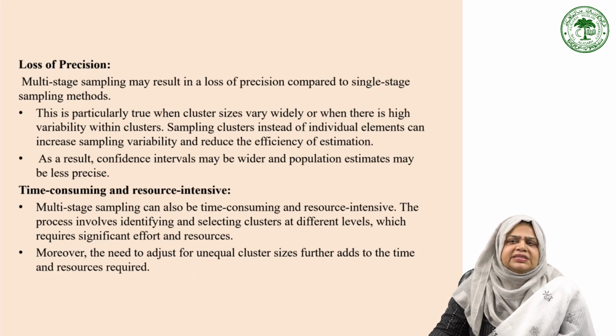Another drawback of multi-stage sampling is that it may result in a loss of precision compared to single-stage sampling methods. This is particularly true when cluster sizes vary widely or when there is high variability within clusters. Sampling clusters instead of individual elements can increase sampling variability and reduce the efficiency of estimation. As a result, confidence intervals may be wider and population estimates may be less precise.